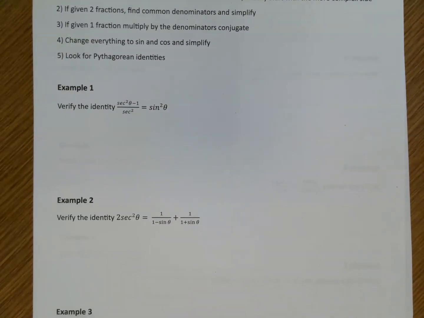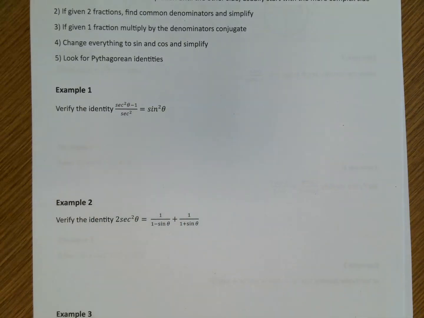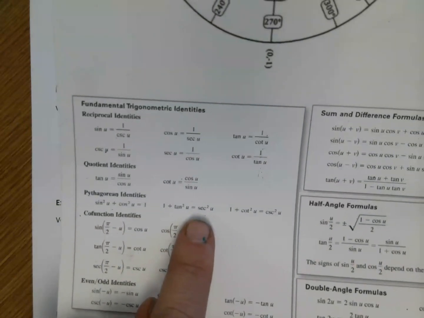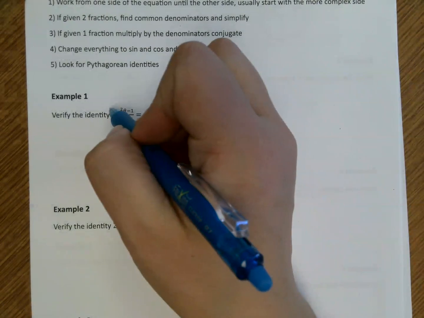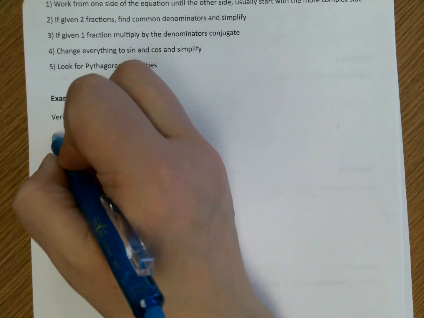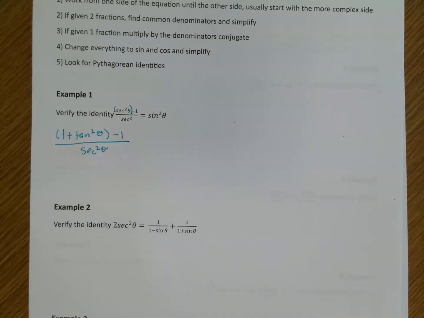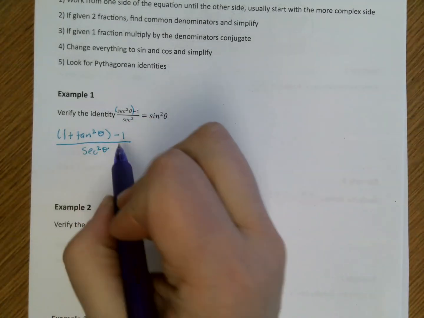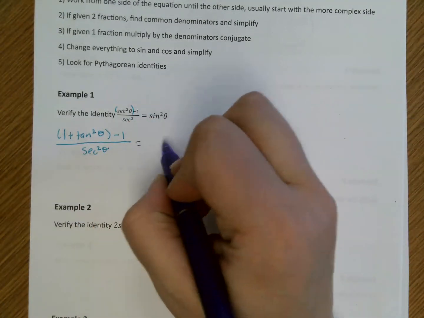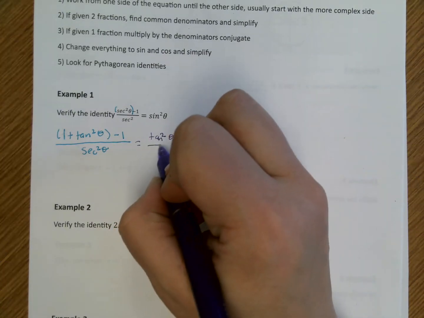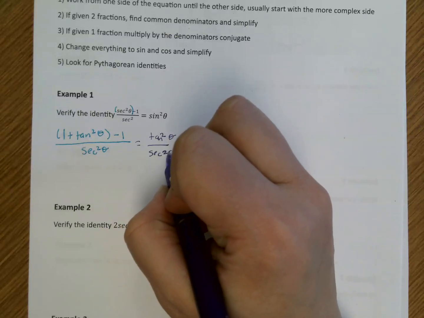First, which side is more complex? I would say this side is more complex. Right away, though, I see a secant squared. So if I look, secant squared is going to be equal to 1 plus tangent squared. So I'm going to first change out what secant squared is. So instead of writing secant squared, I'm going to write 1 plus tangent squared. And now by doing that, I notice that on top of my fraction, this 1 plus minus 1 is going to give me 0. So now I have tangent squared theta over secant squared theta.